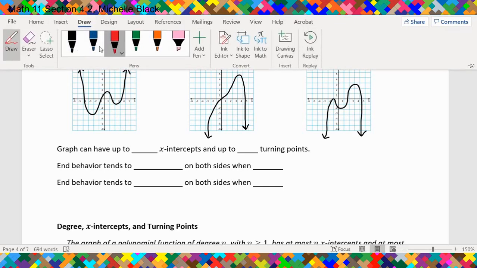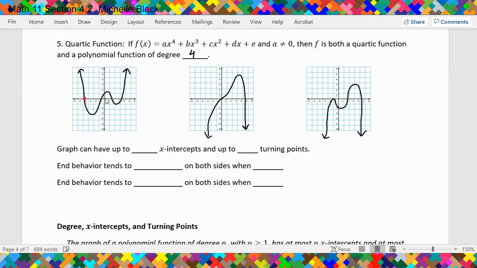All right, in the first picture I drew, I have 1, 2, 3, 4 x-intercepts. In the second one, I only have 2. In the third one, I have 3. And in fact, your graph can have up to 4 x-intercepts. So we could have anything less than 4, but up to 4. And up to 3 turning points.